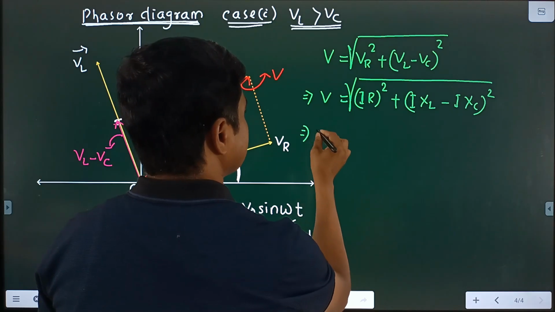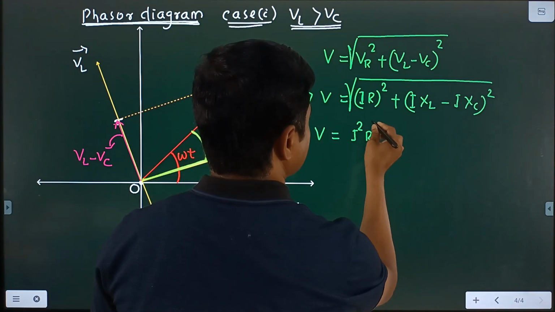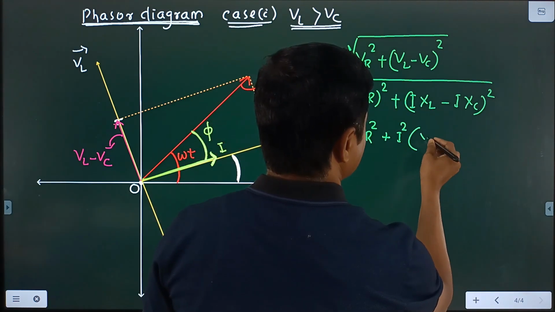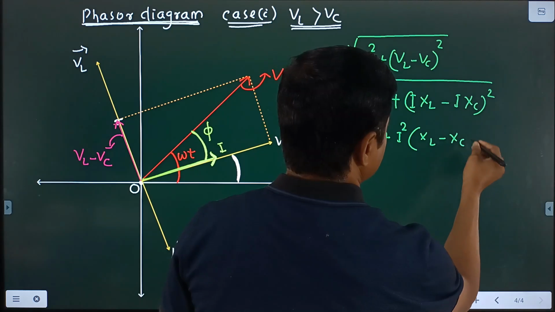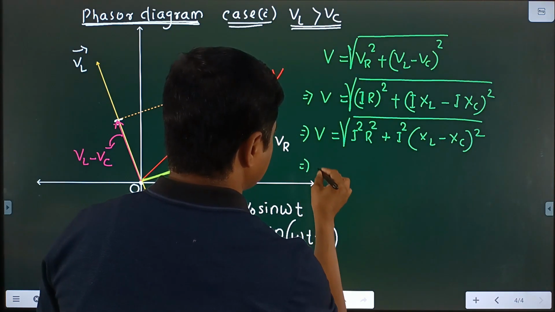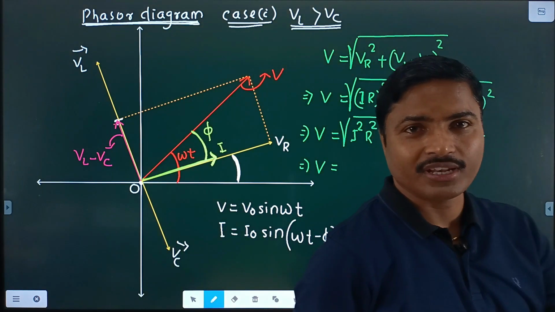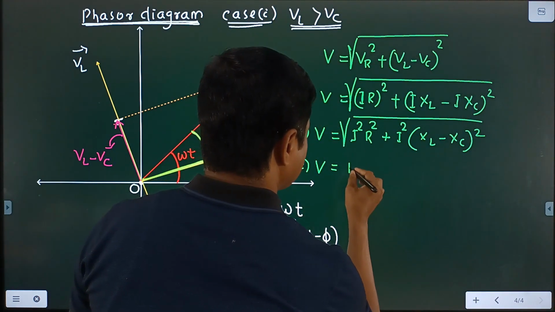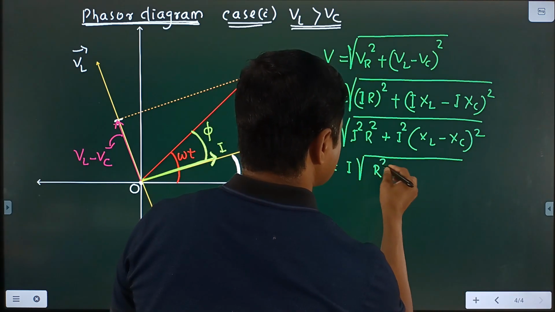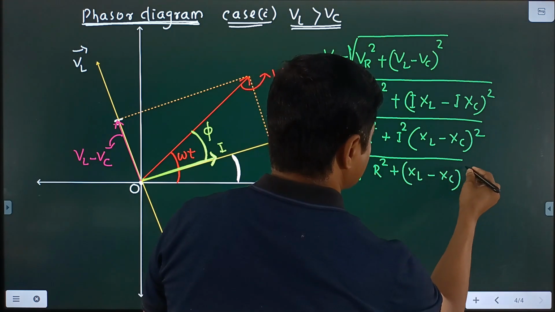That implies V is equal to root over of I square R square, plus, if we take I as common, I square times XL minus XC whole square. That implies V is equal to, we take I square as common, so only I remains outside, I into square root of R square plus XL minus XC whole square.